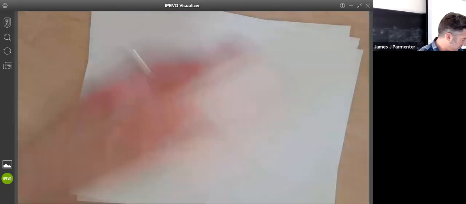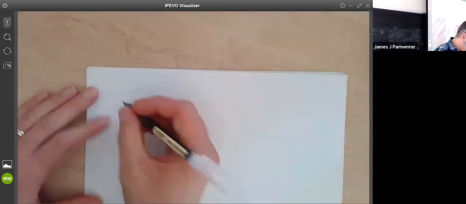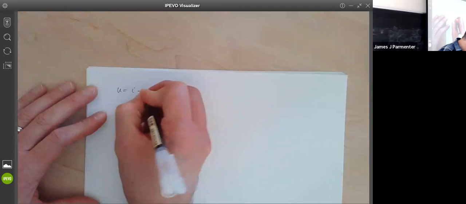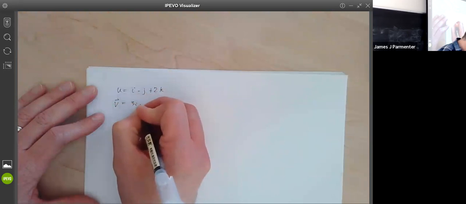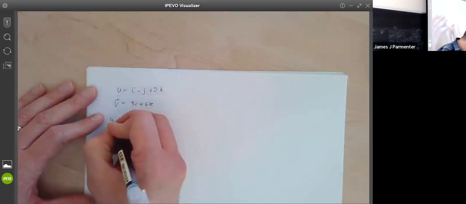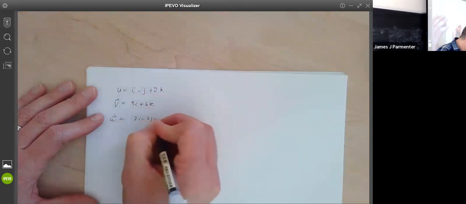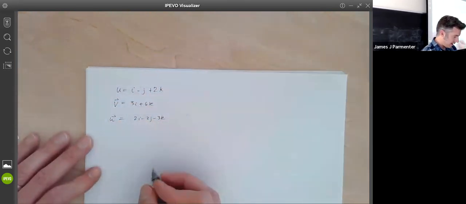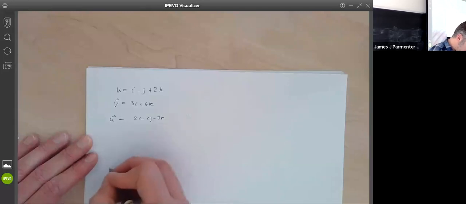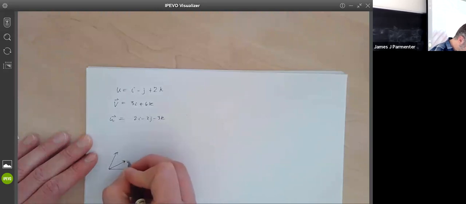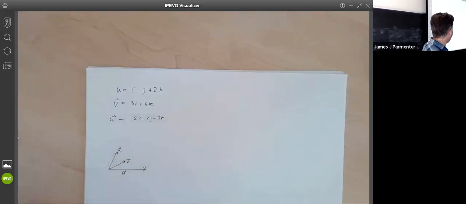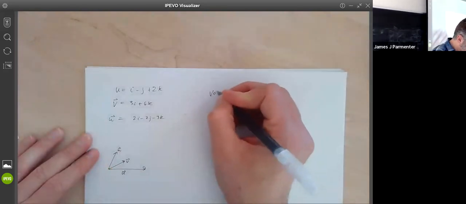So let's say we have these vectors. We have that u is equal to i minus j plus 2k, and v is equal to 3i plus 6k, and w is equal to 2i minus 2j minus 3k. And we want to find, I'm just going to make up some drawing here. Right, we want to find the volume of the parallelepiped you get if you were to draw the parallelepiped with those vectors as edges that all emanate from the same corner. Okay, so what's the volume of the parallelepiped?